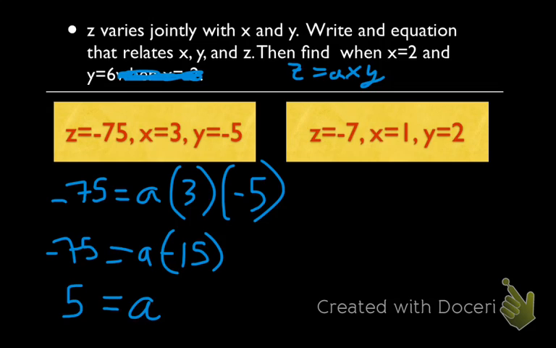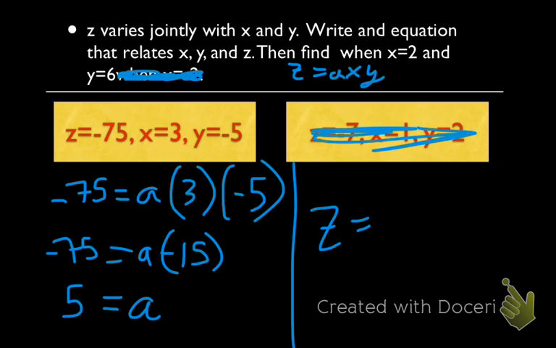Now, once again, most students get to this point and they think, oh my gosh, I've got a, I'm a hero. I did everything Mr. Cresswell said. Except that's not an equation. A equals 5 is not an equation. So my equation is actually z equals 5 times xy. And this is my joint variation equation.